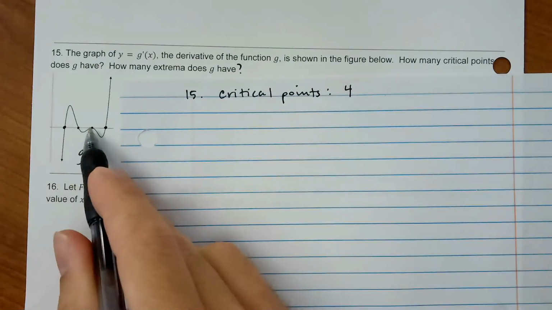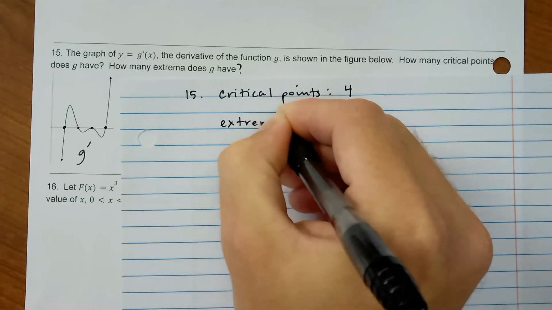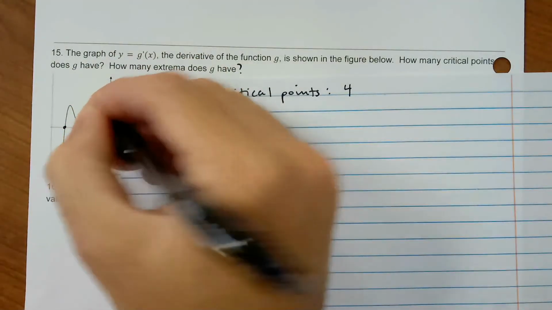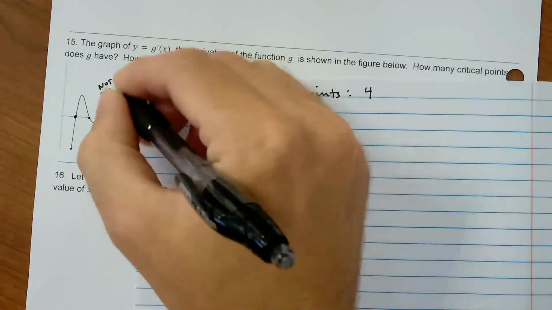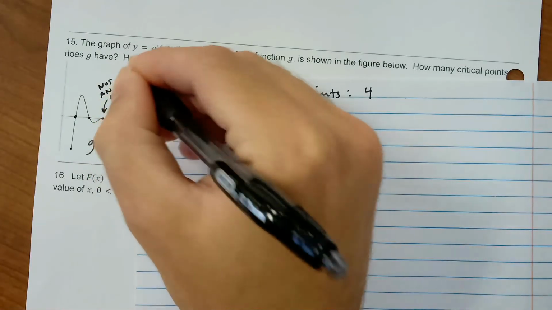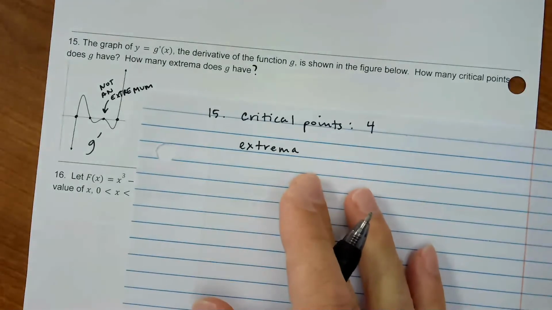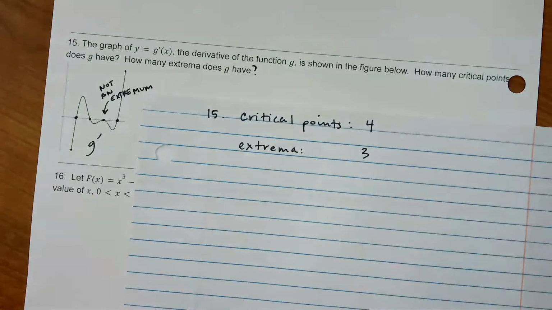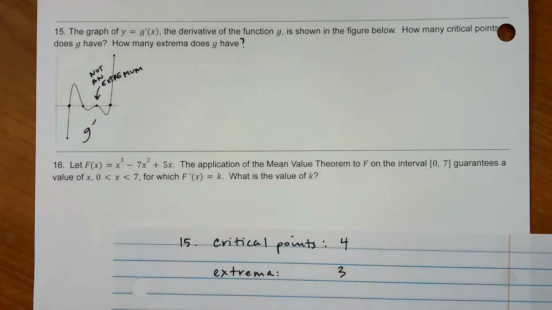This is the number of times g prime equals 0. But as far as extrema, which are local maxima or local minima, those are places where we have an actual sign change in g prime. So this one is not an extremum. Not an extremum. And so extrema would be only 3, because that one didn't count because I had no sign change in g prime. All right. Now, for number 16, f is this.